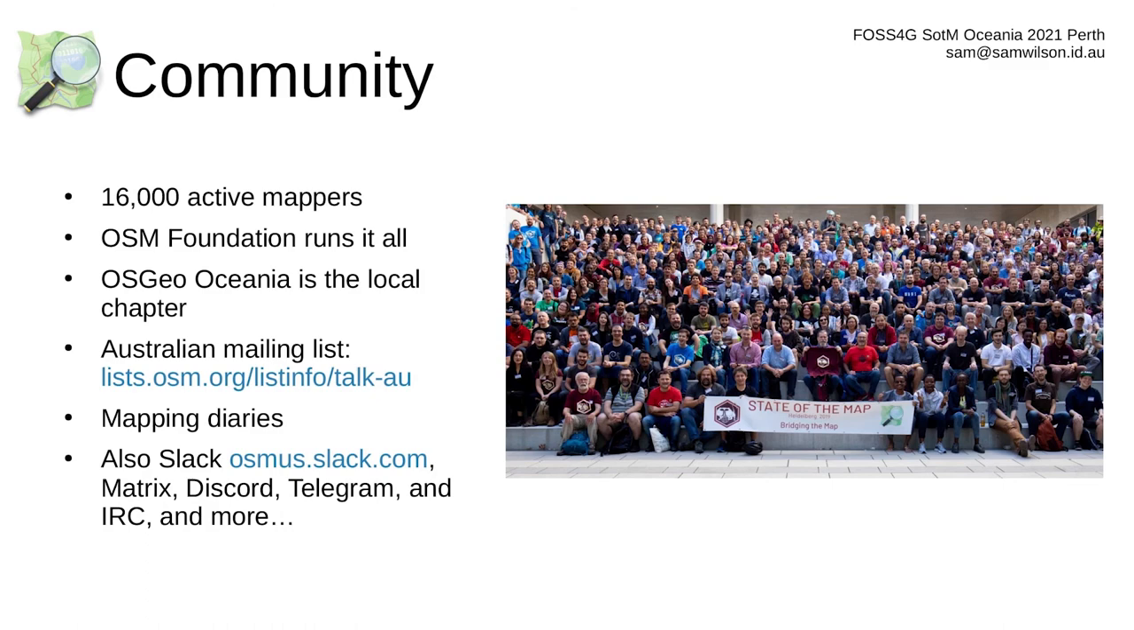OSGeo Oceania is the Australian and regional chapter. The Australian mailing list is the most active place for Australians to get involved in the local community. And there's a bunch of Slack and Discord and Telegram and other avenues. And that's about it.